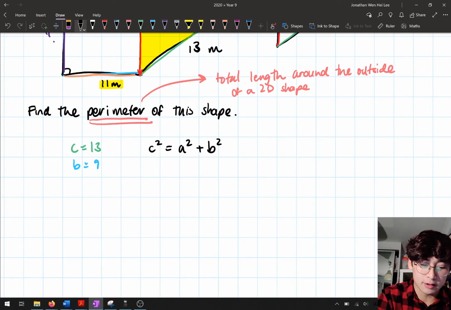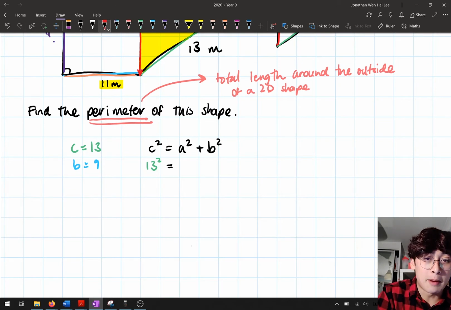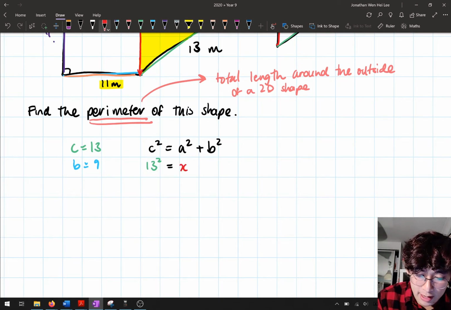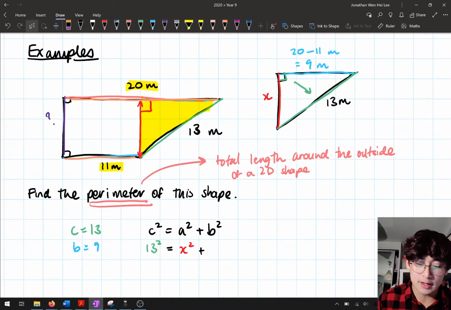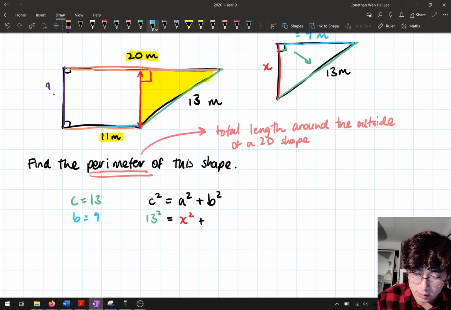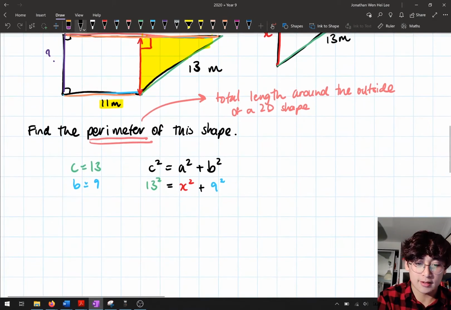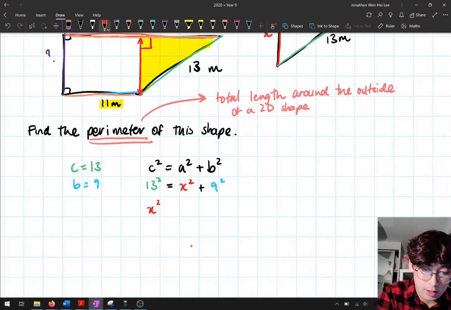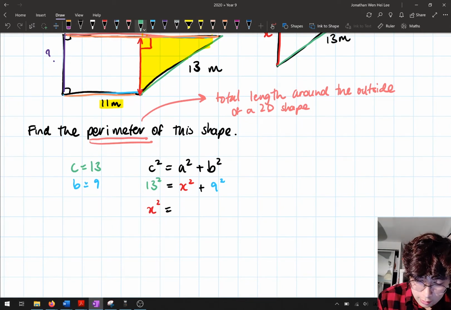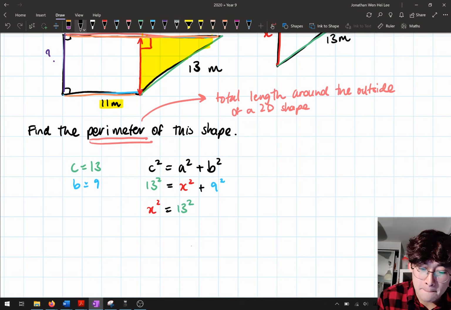I'm going to substitute my values in. I've got the value of C, my hypotenuse, is 13 squared, is equal to my missing side, which I called X, so X squared, plus my value for B is 9, so 9 squared. I'm going to rearrange this for X squared, moving my X squared to the other side. So I've got X squared is equal to 13 squared minus 9 squared.